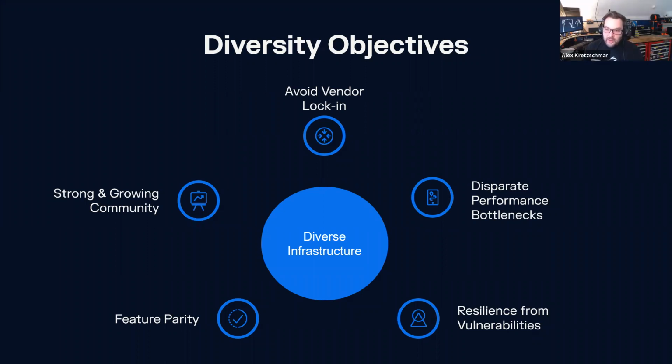So next, we're going to look at diversity objectives. And the idea here is to look at some of the key points around how we can make our infrastructure more diverse. And the first one I want to touch on is avoiding vendor lock-in. This should be a fairly obvious one. But if we look across multiple industries, we can see vendors love to lock people in. It's part of their business model in a lot of cases.